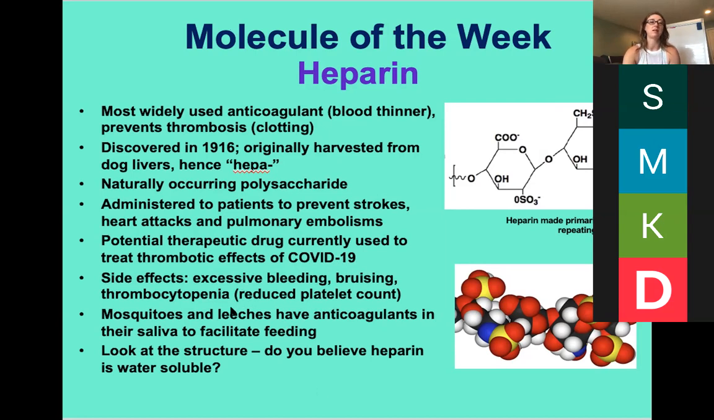Side effects are excessive bleeding, right? If somebody's taking heparin, if they're on blood thinners and they do something as simple as bump into a piece of furniture, their body's not going to be able to clot the blood quite as easily. So they could get excessive bleeding, or if they cut themselves in the kitchen while they're preparing dinner, they might bleed. They wouldn't be able to form a scab. And so that bleeding and bruising is a side effect of taking heparin.